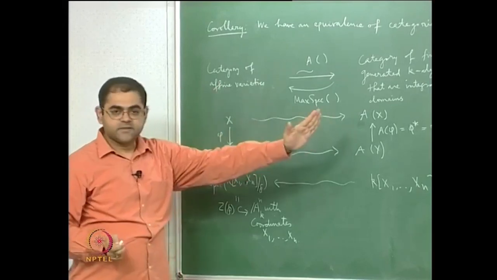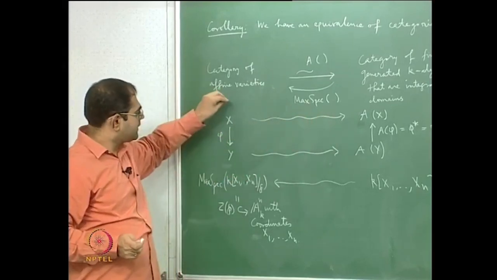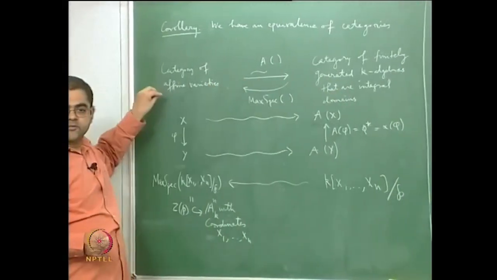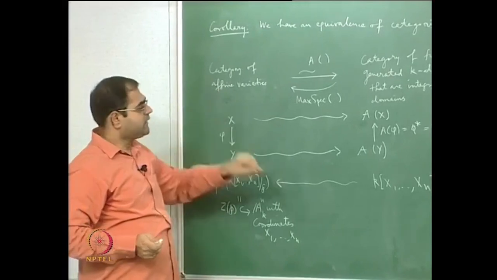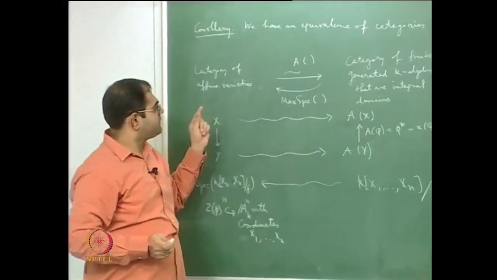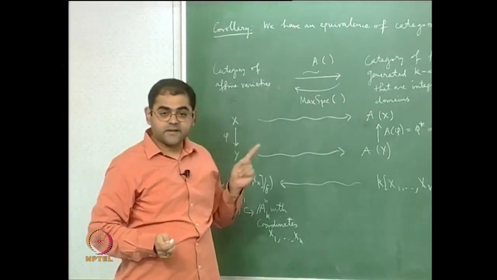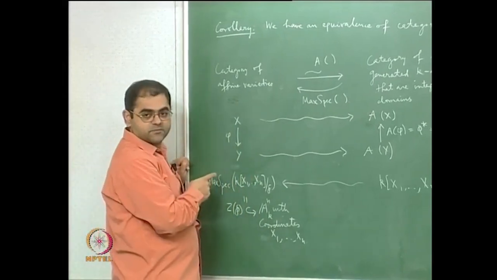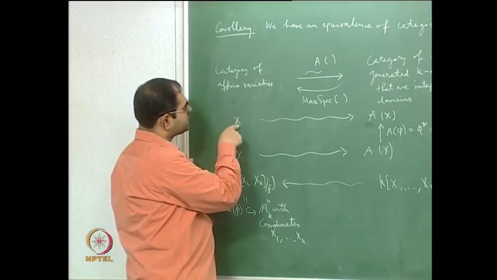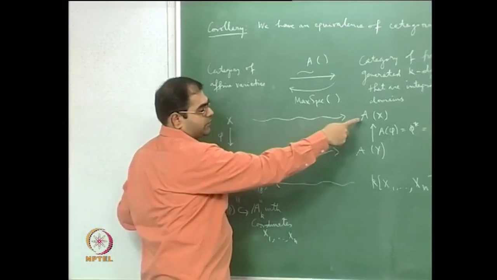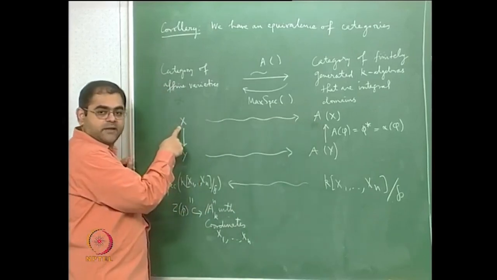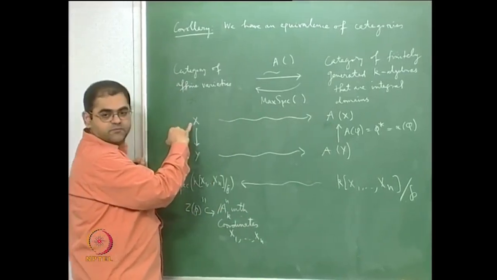If you have a bijection between sets, what usually happens is that you start with an element here, you go this way, and then when you come back you should get the identity on this side, and similarly for the other side. But when you have an equivalence of categories, you will not get the identity; what you will get is something up to isomorphism. So if you start with something here, you take Ax, and then if you take Max Spec of Ax, what you will get is something that is isomorphic to X.